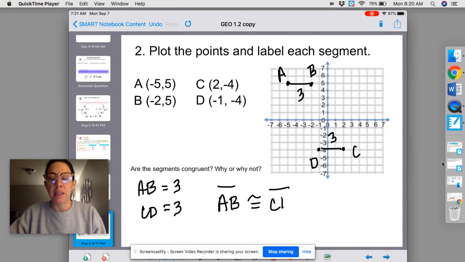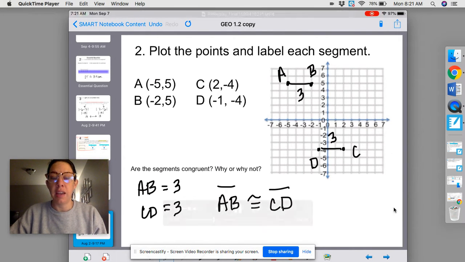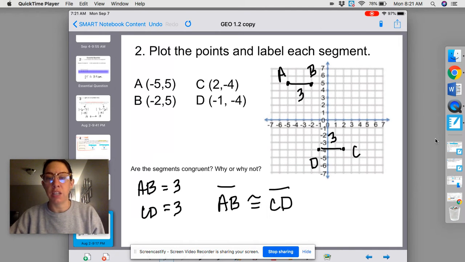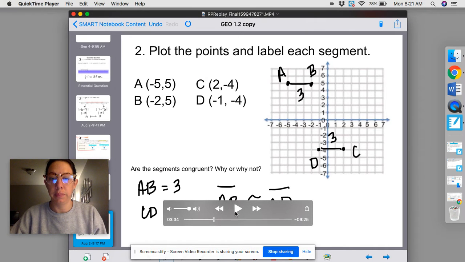And then that symbol right in the middle, that's our sign for congruency. It's an equal sign with a squiggly line above it. That means congruent. And again, geometry is all about making conclusions. So I had to know that the lengths were equal in order to say that the segments were congruent. So again, we're making a justification based on information that we can use to prove it.